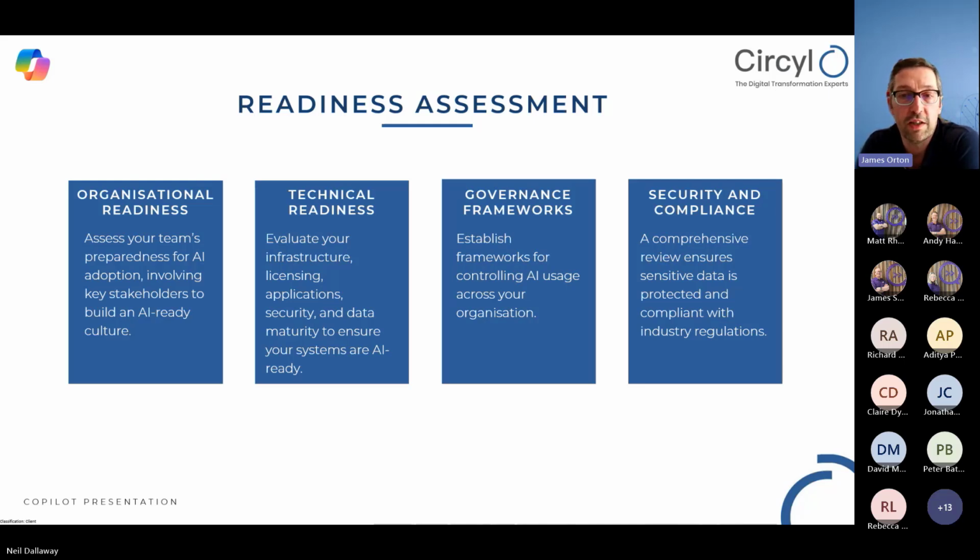There's a technical readiness phase. So obviously we assign licenses, but how do we know what people will be able to do with those licenses? Do they have the right licenses? Technically, are they using the apps within the Microsoft 365 environment which integrate into Copilot, or are they using external apps? And also, where is our information stored? Is it stored in locations where Copilot can access it?